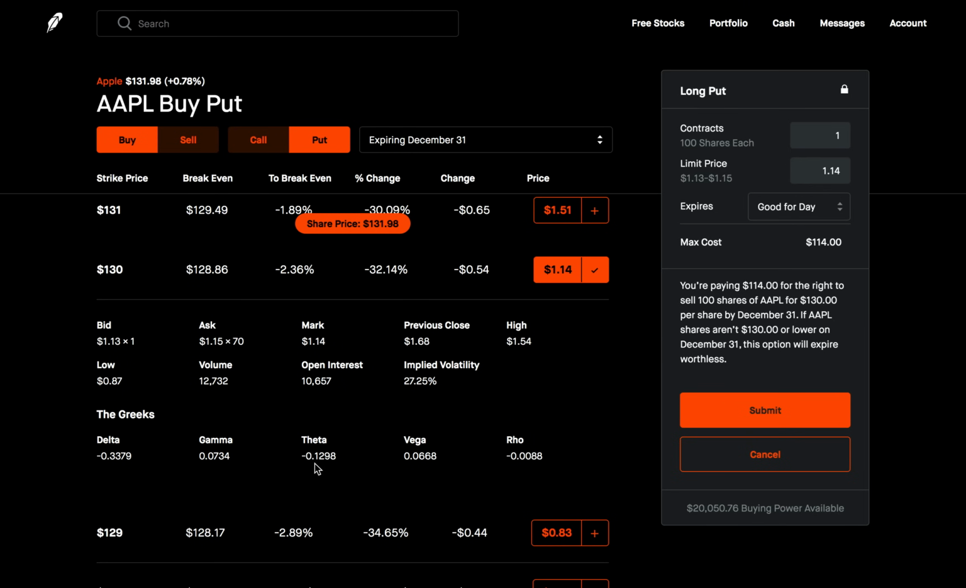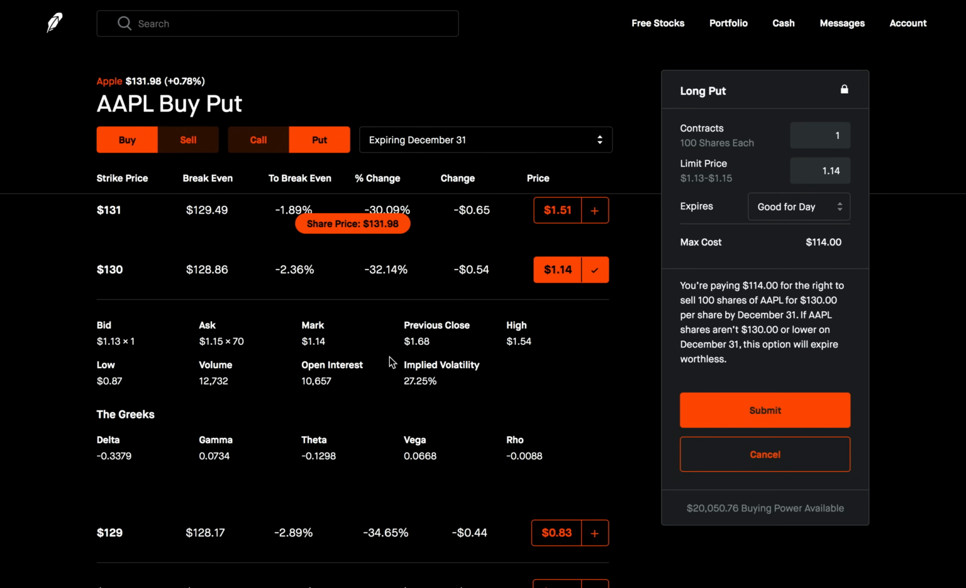And so what theta tells us here, and again, we need to multiply this by 100, so it's going to be negative $12.98 here. What theta tells us is that if we buy this put option, in one day, just because of time decay, the value of this contract will lose $12.98, right? We're going to lose that much money just because of time decay. And so again, when you're buying an option, you need to be aware of time.